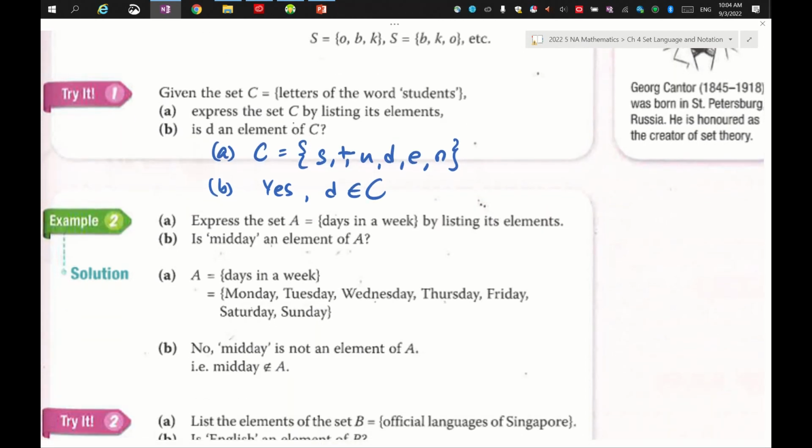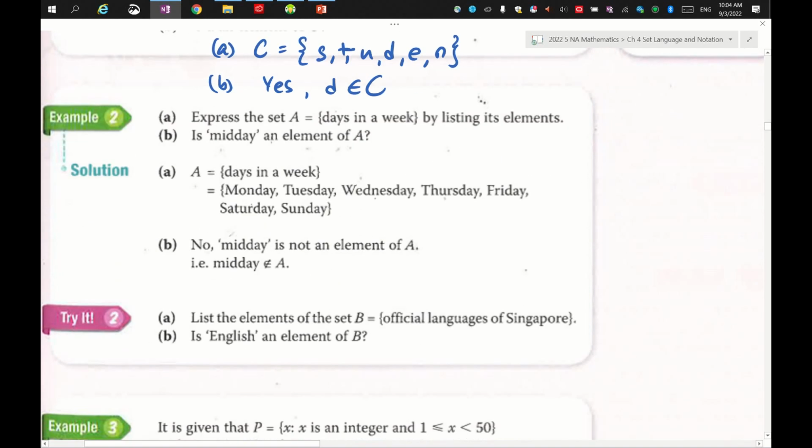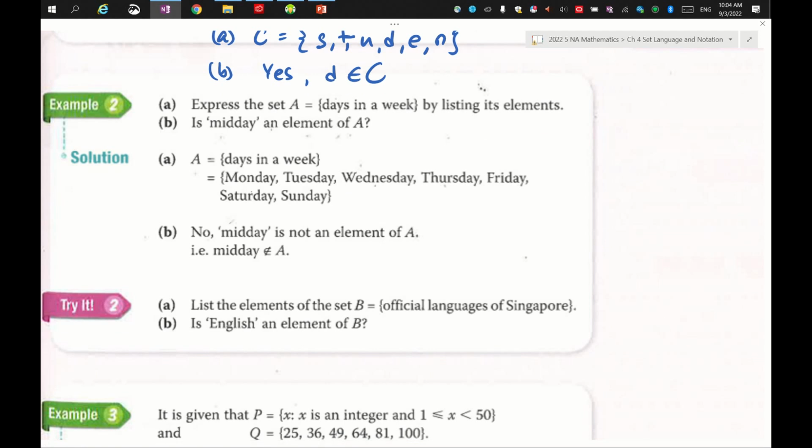Express the set A, which is days in a week, by listing its elements. We've got Monday, Tuesday, Wednesday, Thursday, Friday, Saturday, and Sunday. And then part B, is midday an element? No, it is not an element. Simple. Okay, so try it too now. List the elements of set B, where set B contains official languages of Singapore. What are the official languages? So B, what are they?